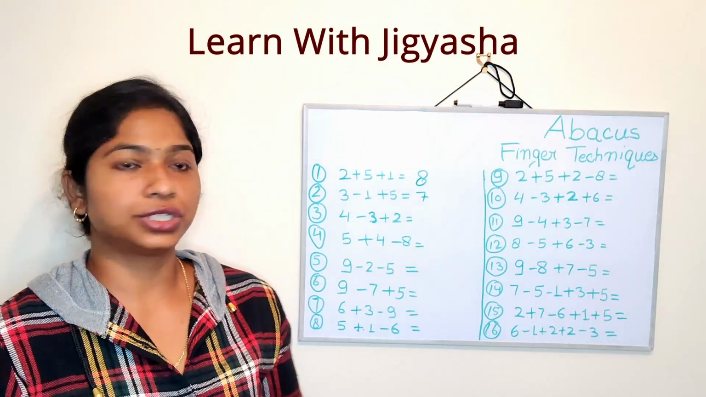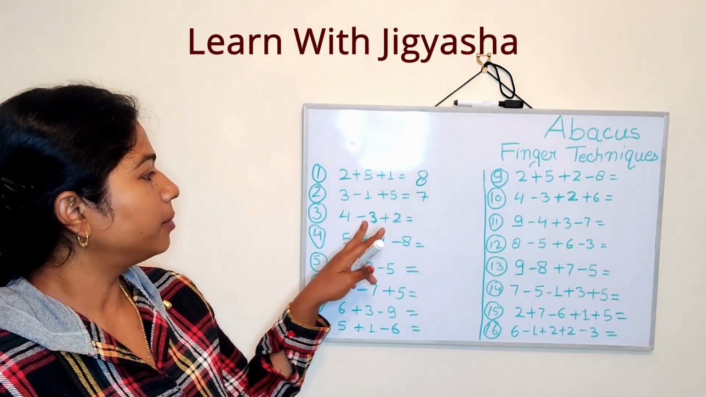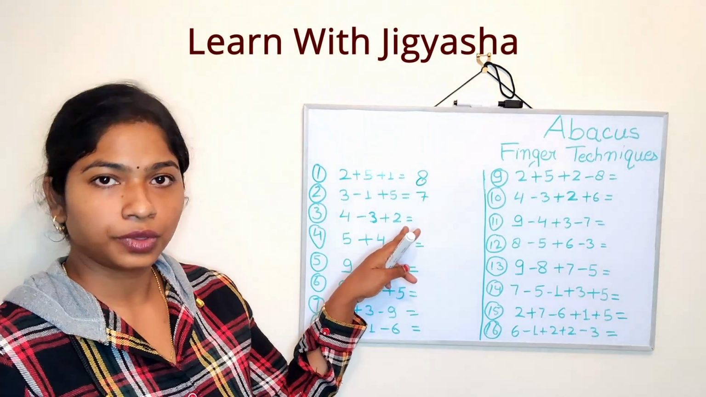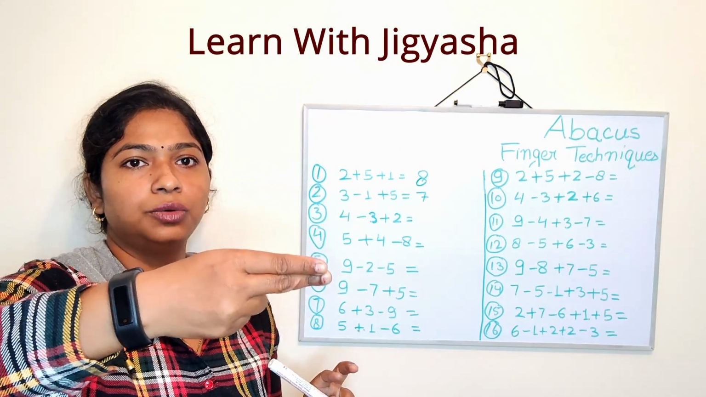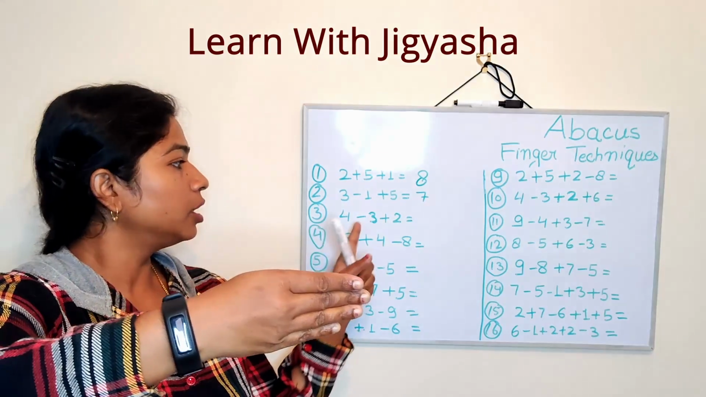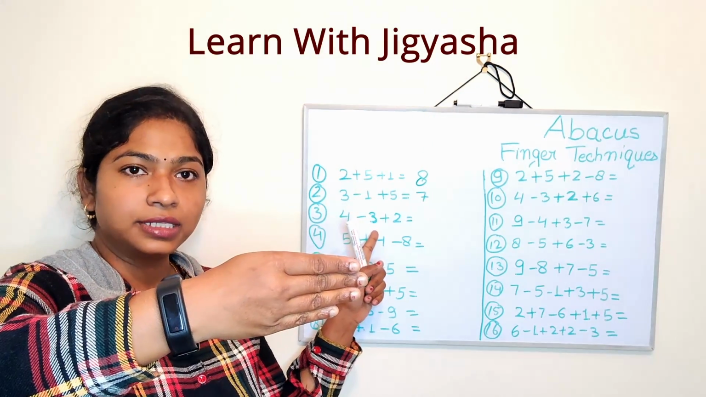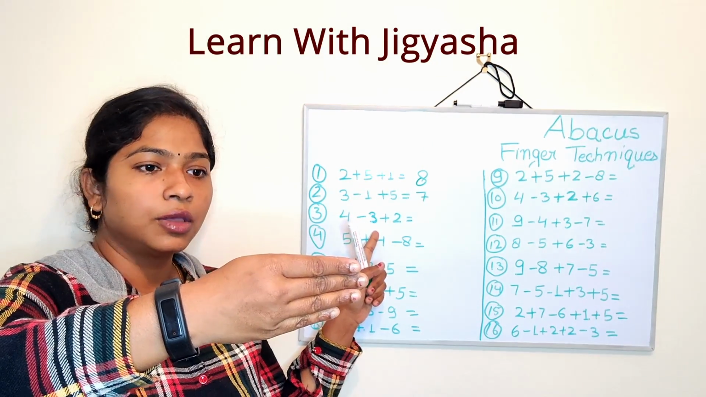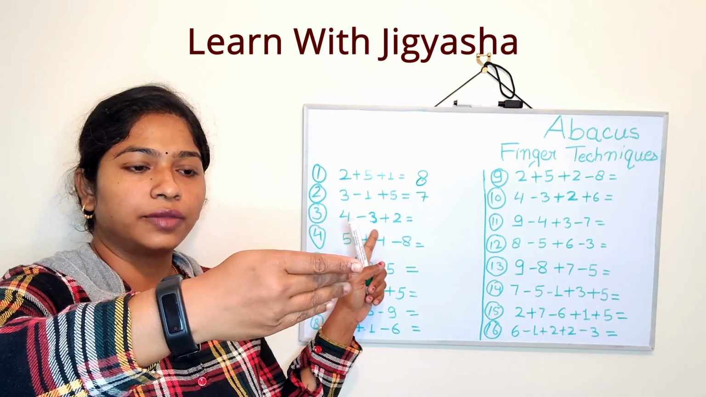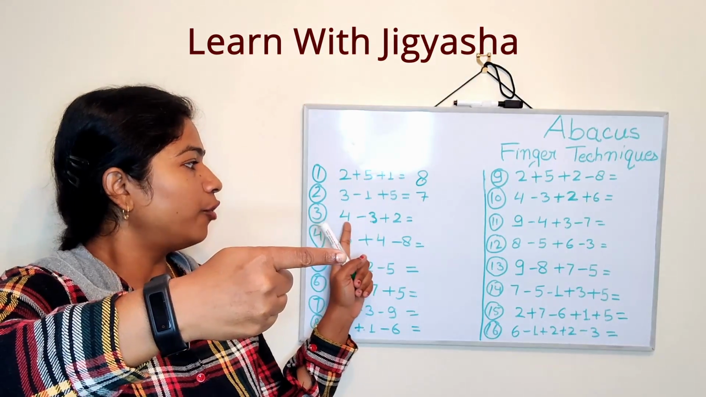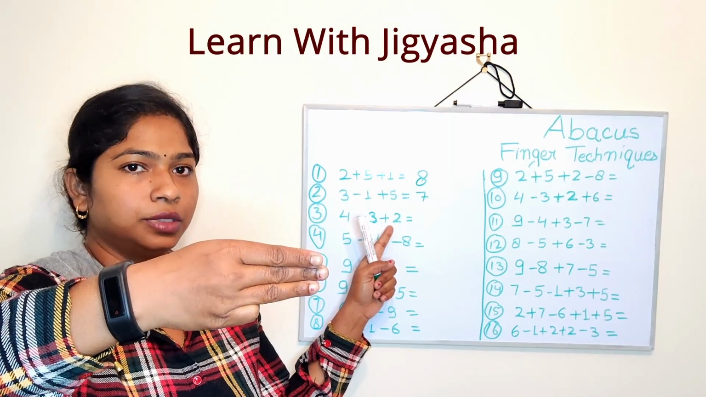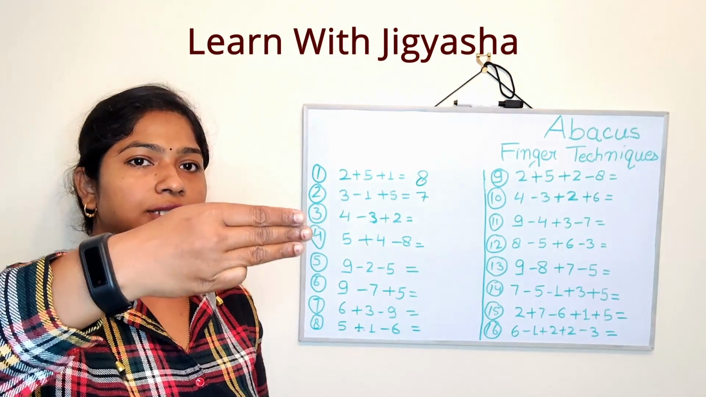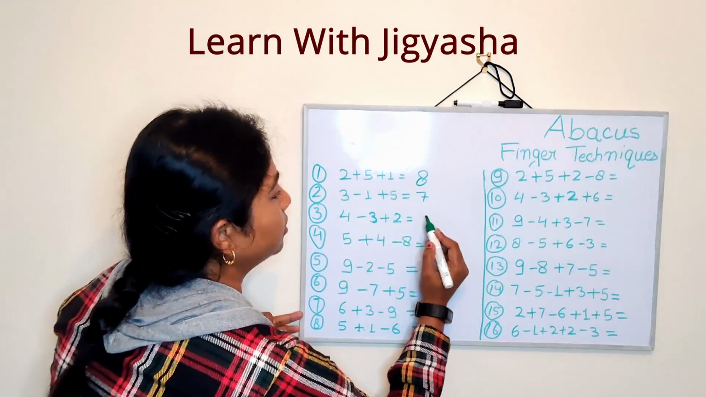Okay? Next question. 4 minus 3 plus 2. Okay? So, 4 will go on the right hand. 1, 2, 3 and 4. Now, minus 3. So, we will close the fingers. 1, 2 and 3. So, I will close 3 fingers. 4 minus 3 plus 2. So 1 and 2. Correct? So this is 3. So the answer is 3.